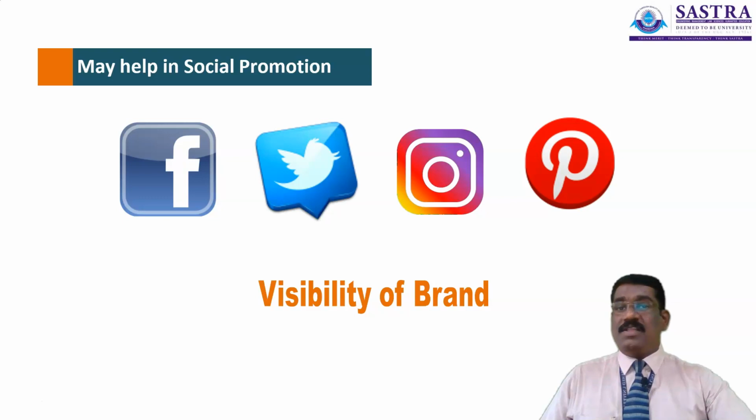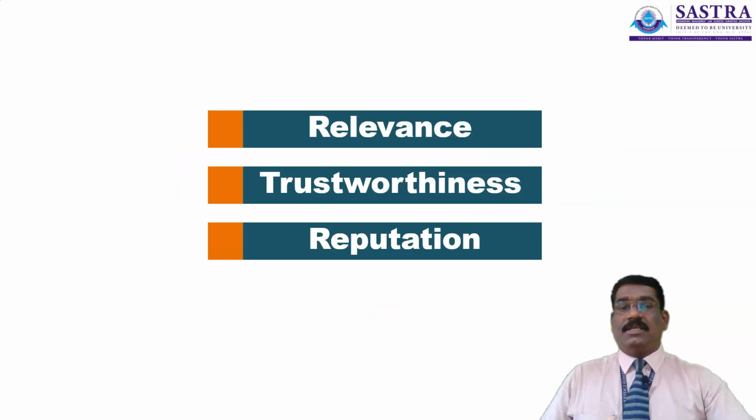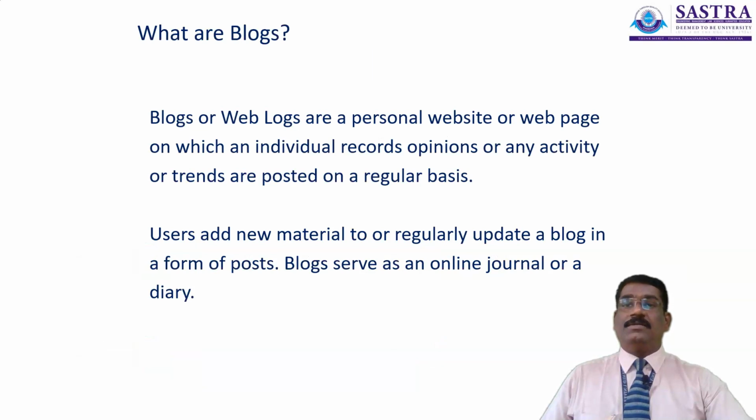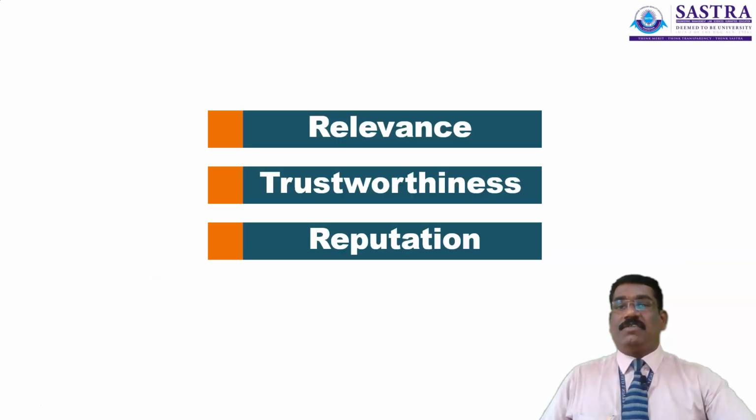And also it helps to beat the competition. SEO helps you to be ahead in the competition. For example, there are two similar online stores selling almost the same products. Then the fully optimized website of one online store has more chances to attract traffic in comparison to its counterpart. So that's what I was talking about: relevance, trustworthiness, and reputation help to beat the competition. Okay, with this, we have understood the meaning of search engine optimization and the various types of SEO along with its significance.